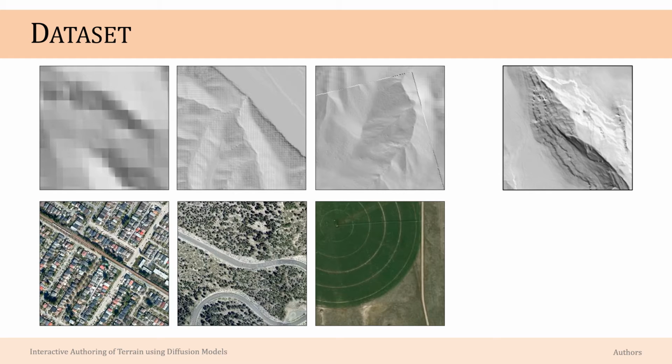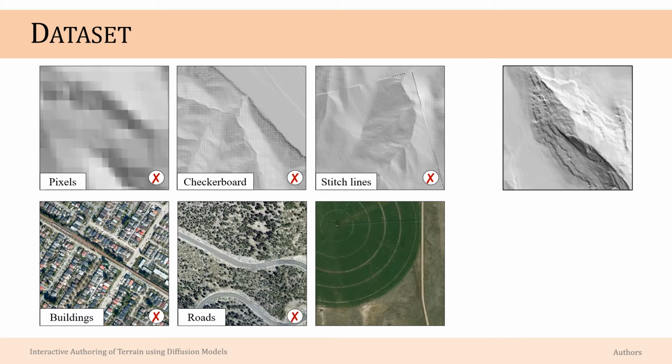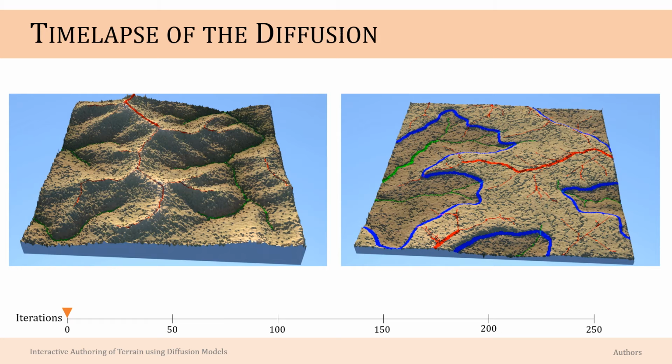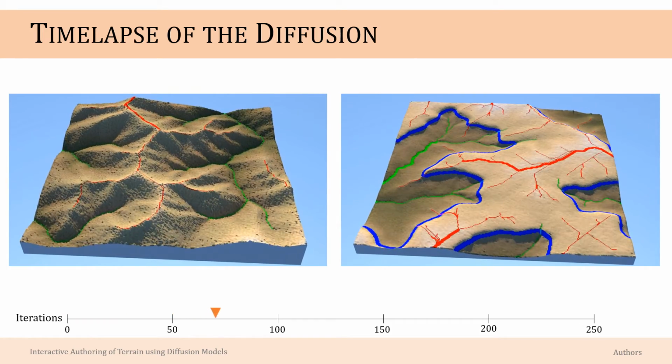Particular attention is paid to the creation of the dataset, where we train and use two CNN-based classifiers, one to remove terrain that contains recording errors, such as pixelated data, checkerboard, and stitch lines, and another to remove terrains that contained artificial features, such as buildings, roads, and farmlands. Of the 6 million downloaded tiles, corresponding to 2.2 million square kilometers, approximately one-third were found to be unusable and had to be discarded.